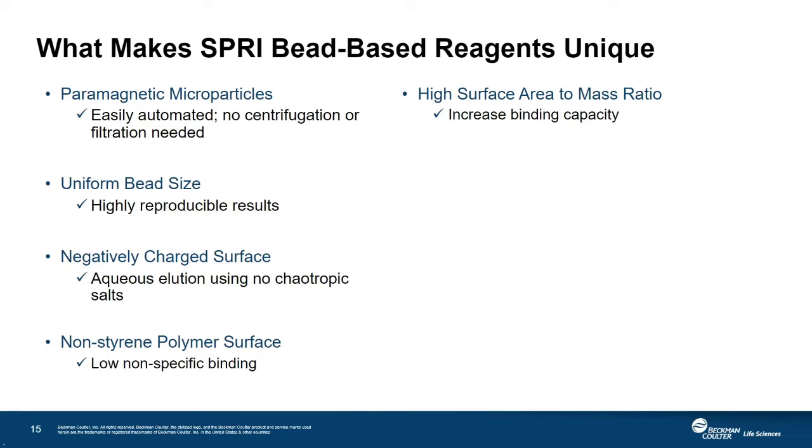That high surface area to mass ratio, this really increases the binding capacity. Again, I think there's a lot of misinformation out there about, you could get more if you use a column because you can do multiple binding steps, etc. You're still going to hit a certain point on a column-based technology where you're not going to bind anymore. But that high surface area of these beads really allows an increased binding capacity.